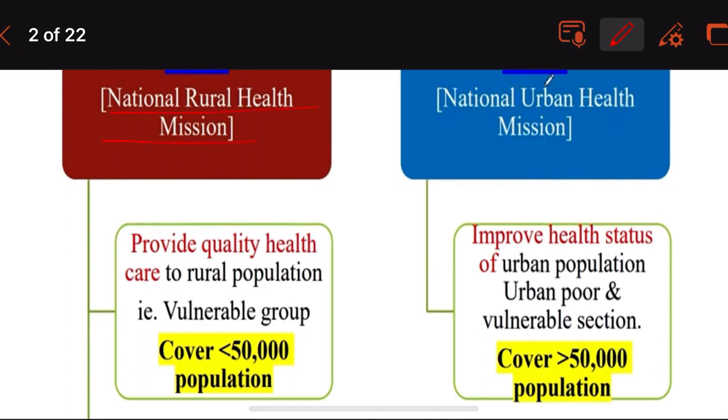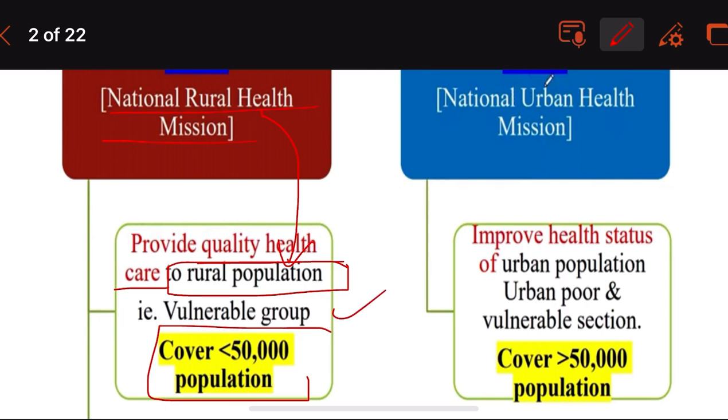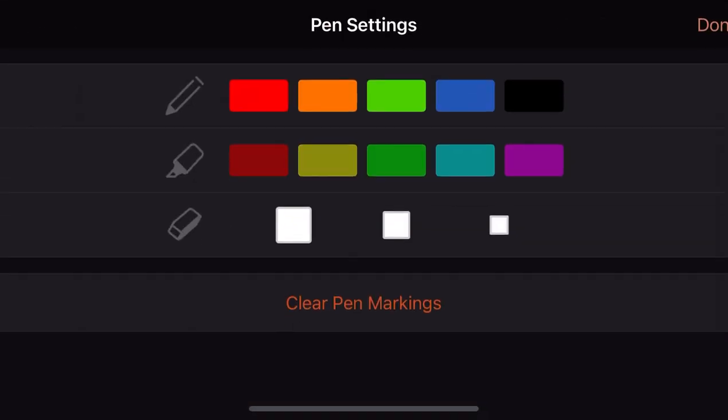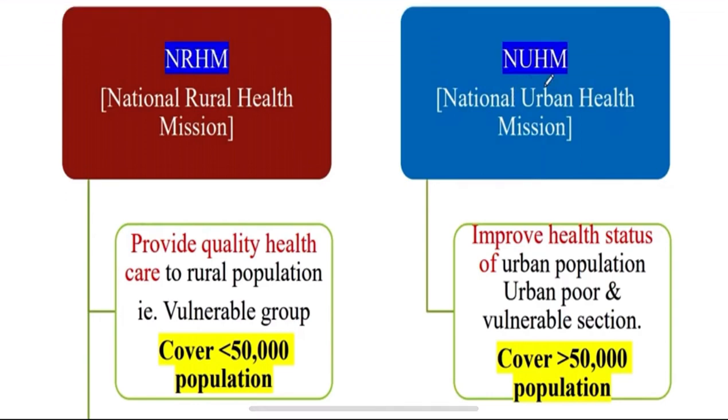Now, let us see the Rural Health Mission. It provides quality health care to the rural population, focusing mainly on the vulnerable group of the rural population. The population coverage is less than 50,000.